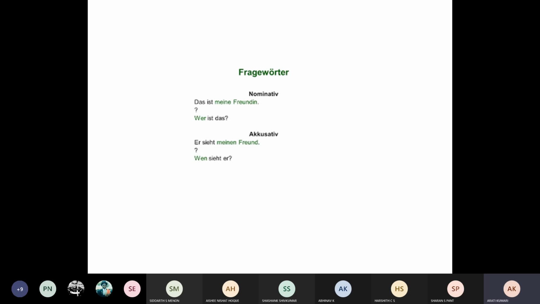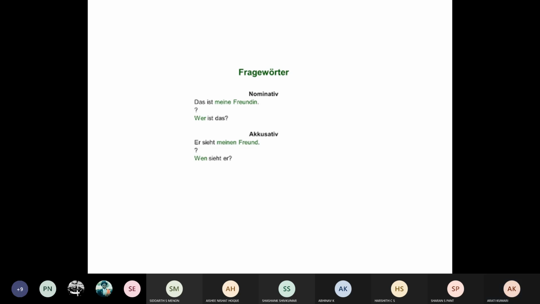Was is a question common between nominative and accusative. Was is used also in nominative case. Was is used also in accusative case. But in nominative, was is very simple. Only this kind of question is nominative was. Was ist das? So you can say, das ist ein Ball. Der Ball, masculine, no? This is ein Ball.